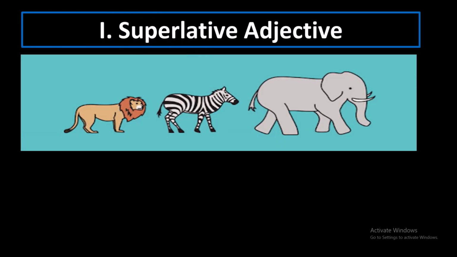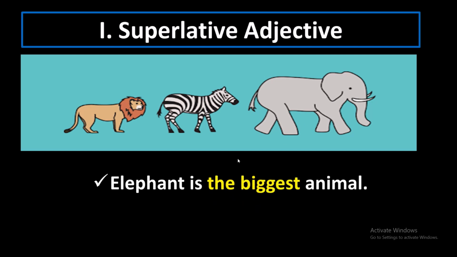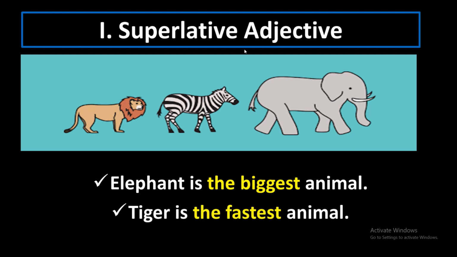Let's see these three animals. We have a lion, a zebra, and an elephant here. Let's see. The biggest one is the elephant. So we can say the elephant is the biggest animal. Let's take a look at another example. The tiger can run very fast. So the tiger is the fastest animal here.